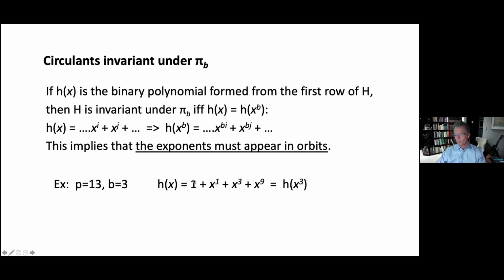Here's the 0. The orbit of 0 is just this. It doesn't change when you multiply by 3. But over here, 1 goes to 3, goes to 9, goes back to 1. So if you multiply the exponents by 3, it's the same thing, right?